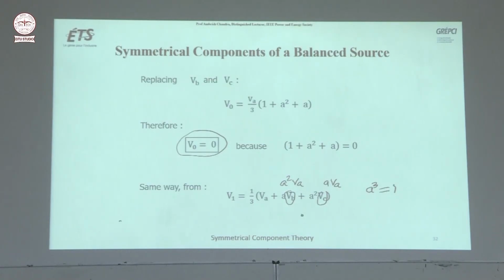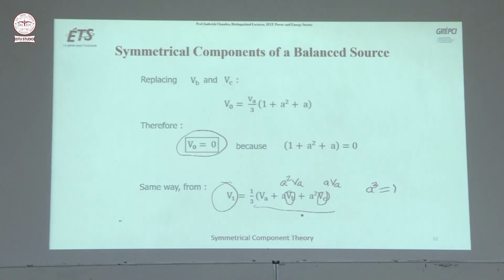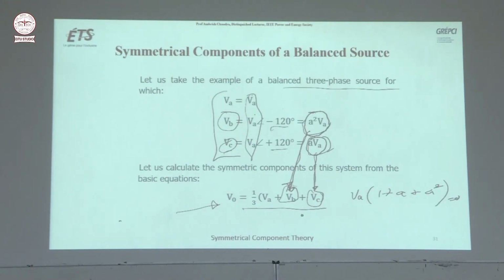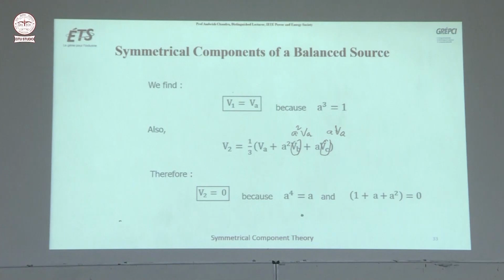Okay, so if you have a three-phase balanced system, the zero sequence component is 0. What about V1? This is the equation for V1. We already know, you put the values there, like VB equal to A square VA, right? And VC is equal to AVA, so it becomes A cube. This is also A cube. So finally V1 becomes AVA.